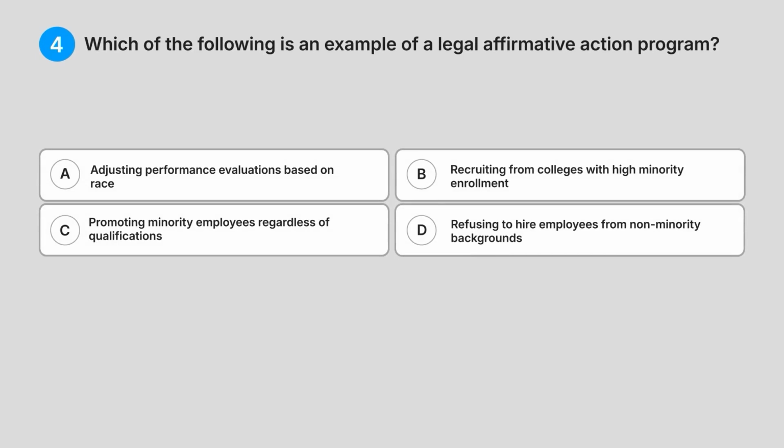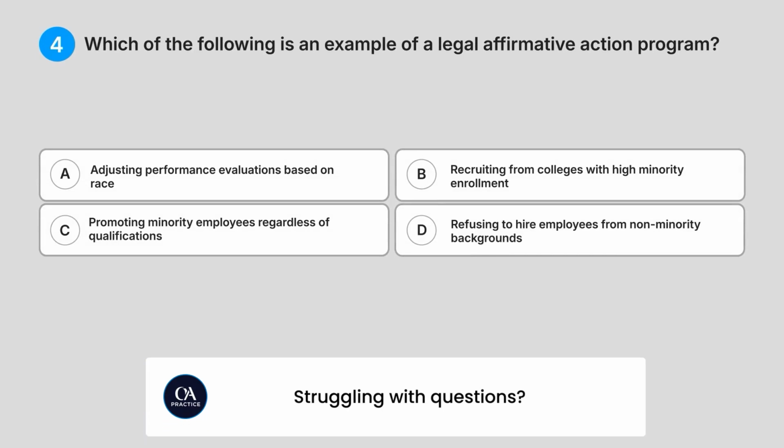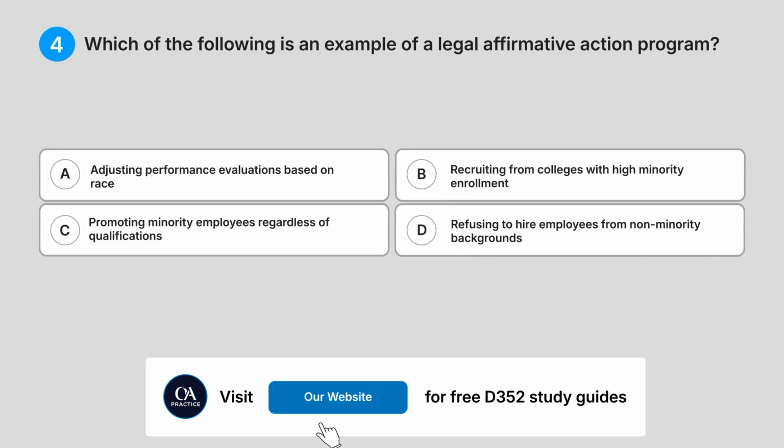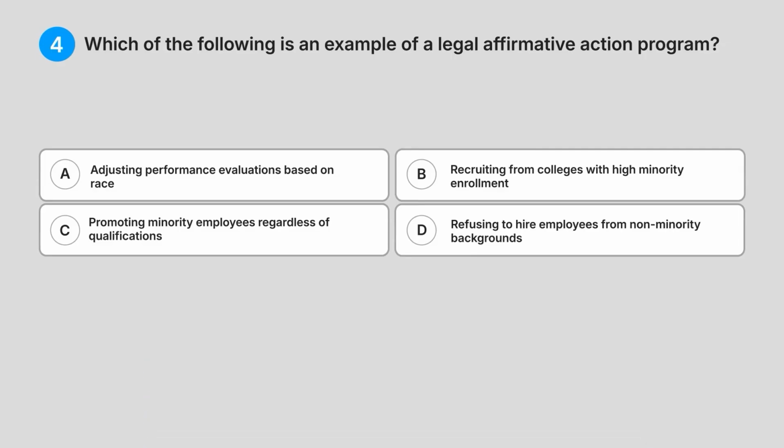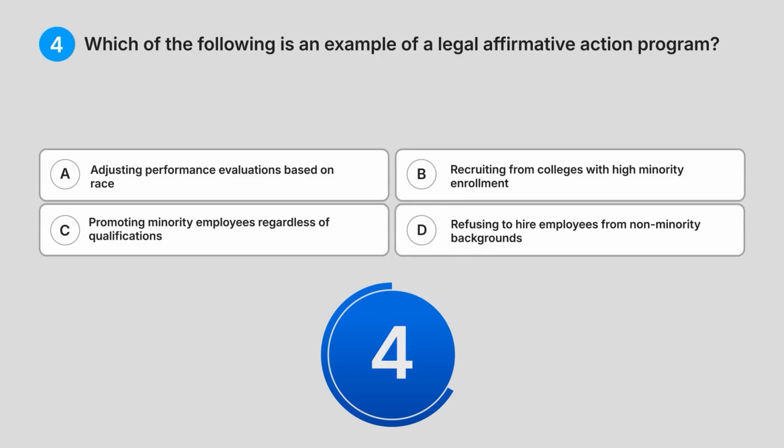4. Which of the following is an example of a legal affirmative action program? A. Adjusting performance evaluations based on race. B. Recruiting from colleges with high minority enrollment. C. Promoting minority employees regardless of qualifications. D. Refusing to hire employees from non-minority backgrounds. Do you know the answer?